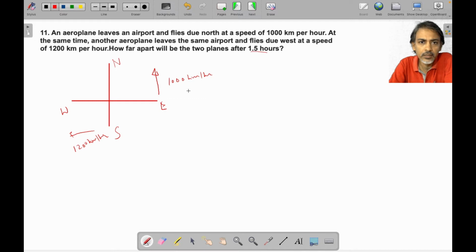We know that the distance covered would be speed into time. Now my speed is 1000 km per hour and my time is 1.5 hours, so this distance is 1500 km. Similarly, for the other plane, the distance covered would be 1200 km per hour into 1.5, which is nothing but 1800 km. So now one plane has moved 1500 km from here to here, and another plane has moved 1800 km from here to here.